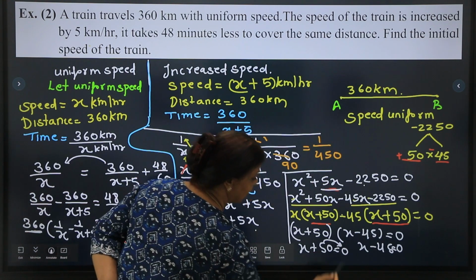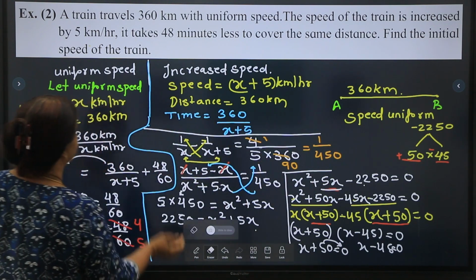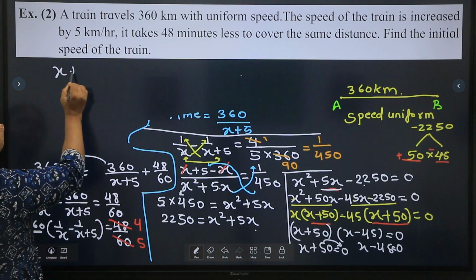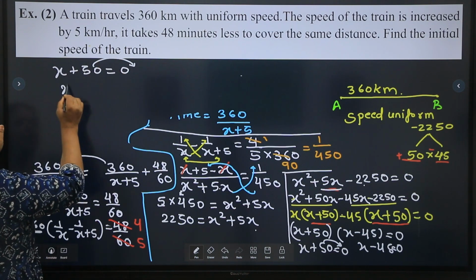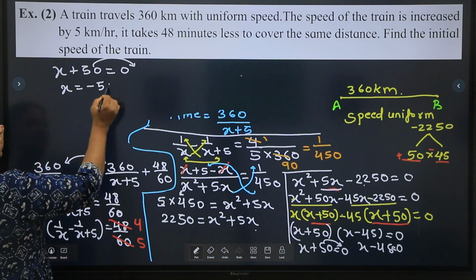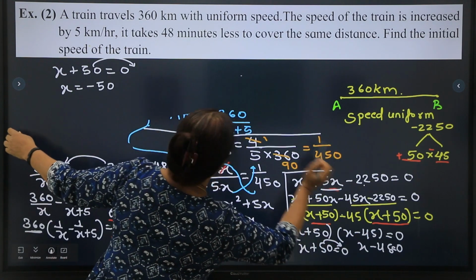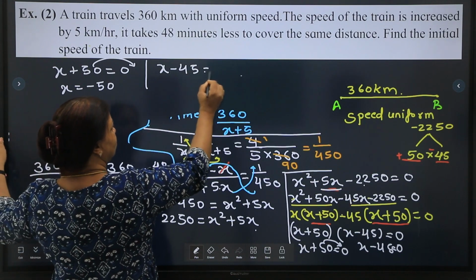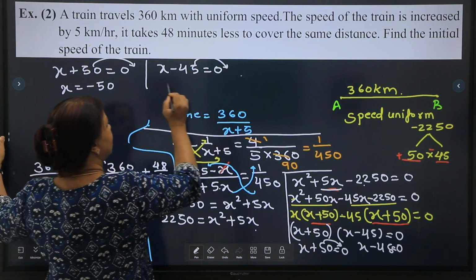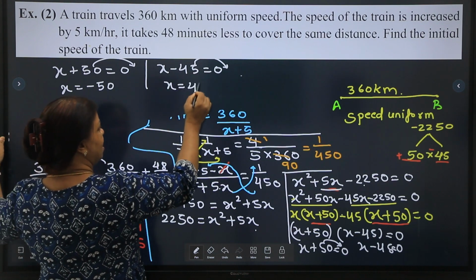So x plus 50 is 0, 50 is going to shift here, so x is equal to minus 50. And here we have x minus 45 is 0, 45 will go here, so x is going to be 45.